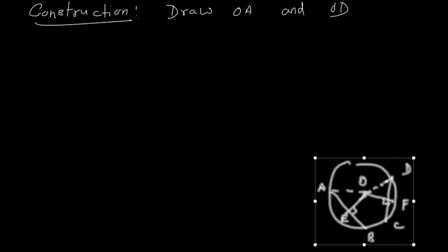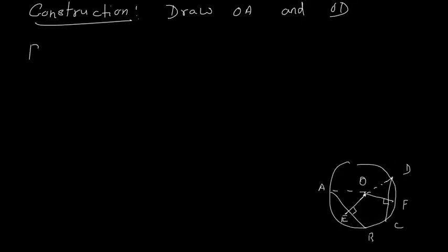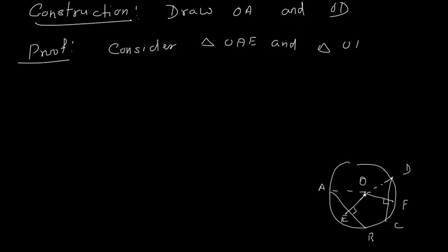So in proof we will consider triangle OAE and triangle ODF. Okay, while I am writing triangle names, I am keeping congruence of triangles in my mind, that which point is congruent to which point, and accordingly I am writing the name of the triangle. You also have to follow the same rule.